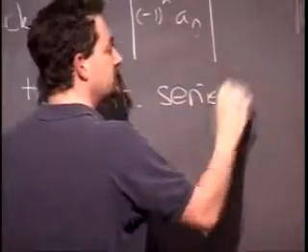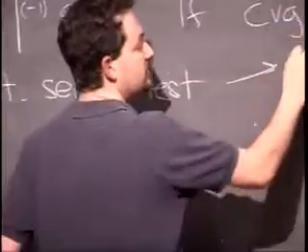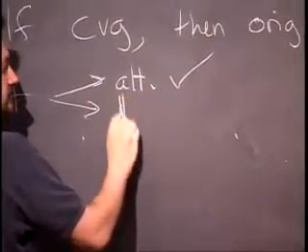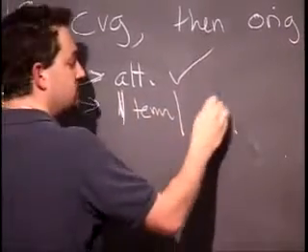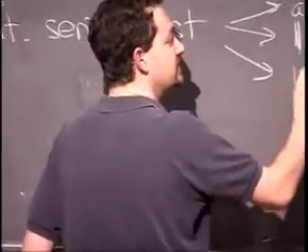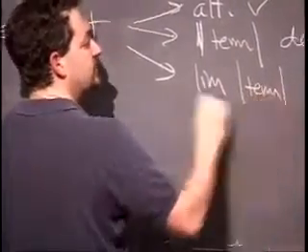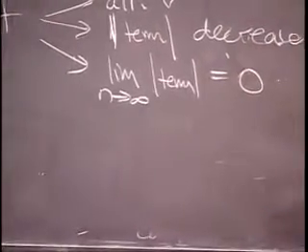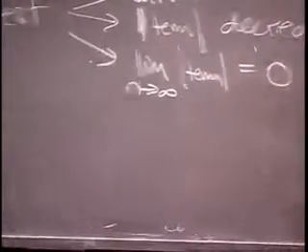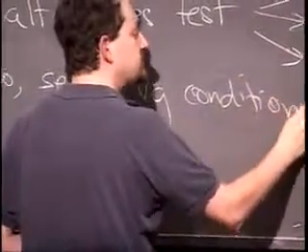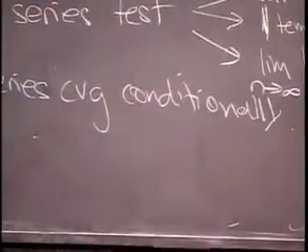And remember, you have to check three things. Alternating, we already know. The absolute value of terms has to decrease. And normally you can just say it, but at least try to justify it a little bit. And finally, you need the limit of the absolute value of terms as n goes to infinity to be 0. And if these are all true, the series converges conditionally. Why conditionally? Because you've already checked that it doesn't converge absolutely.